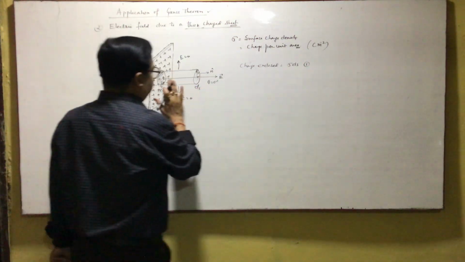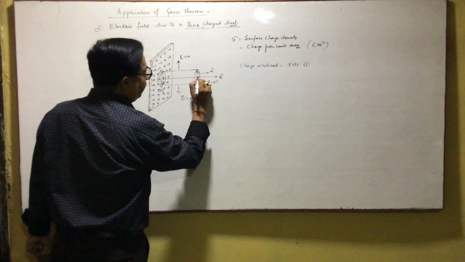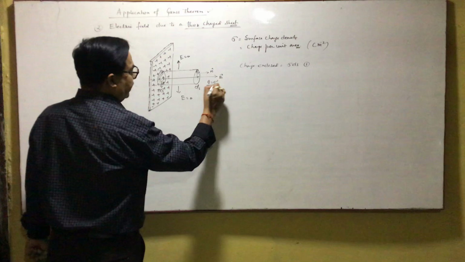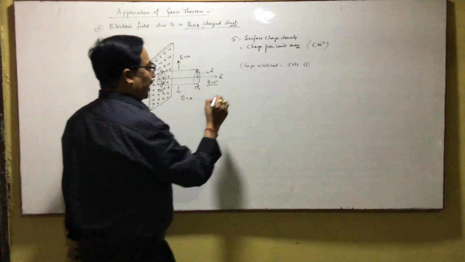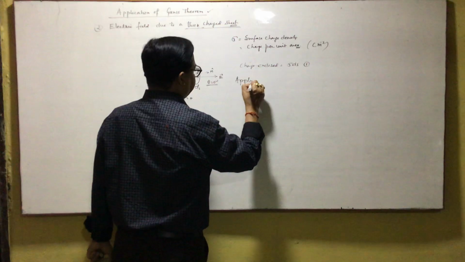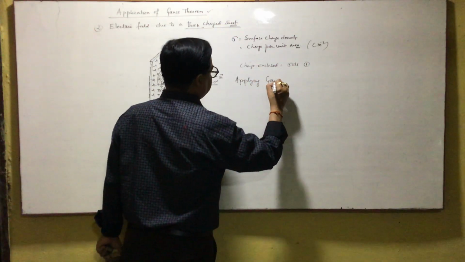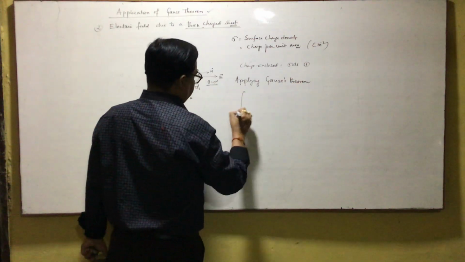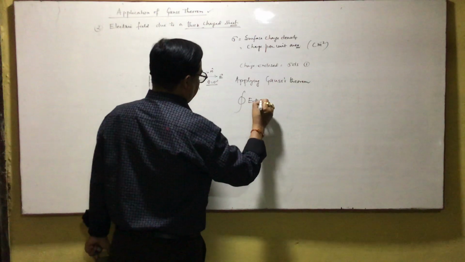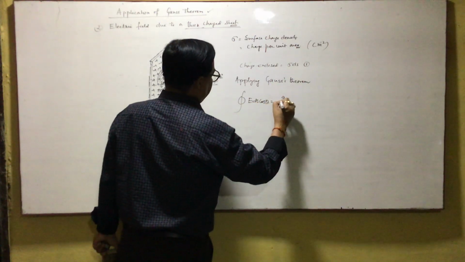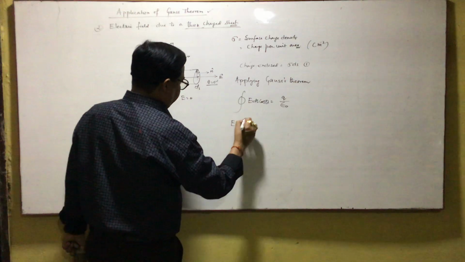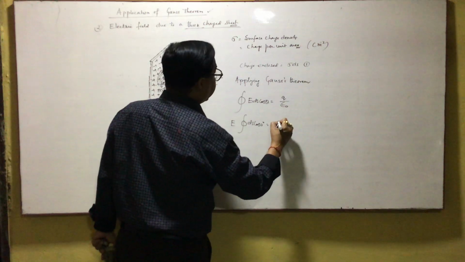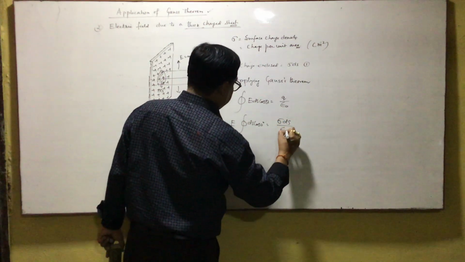So applying, again it is clear the direction of electric field and the normal vector both are parallel, so the angle theta is 0 degree. So applying Gauss's theorem, that is E ds cos theta is q by epsilon naught. We can write E ds cos 0 degree, q means sigma ds, upon epsilon naught.